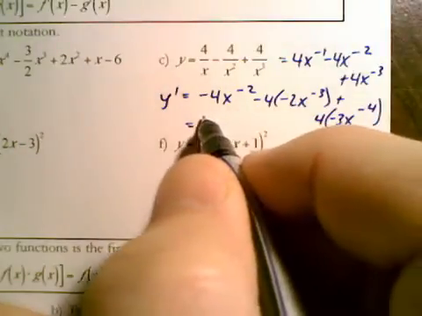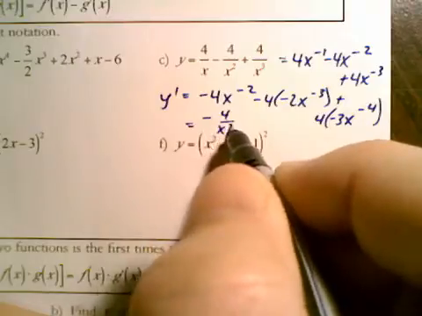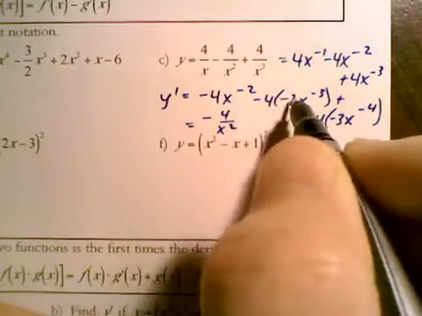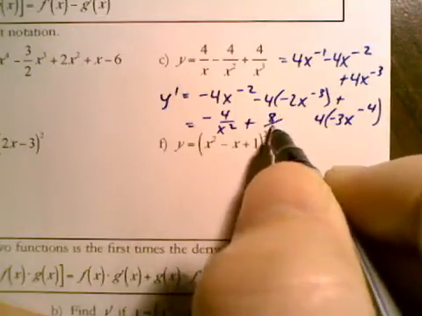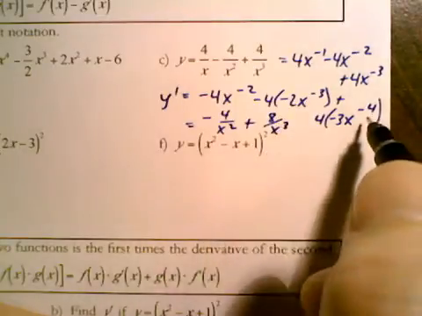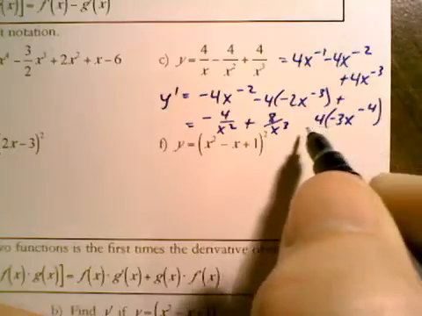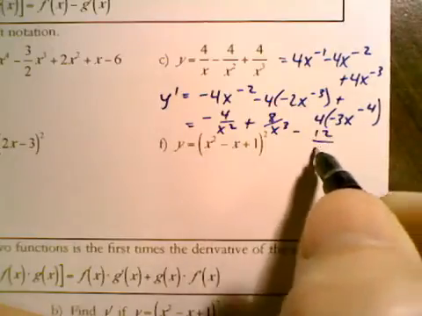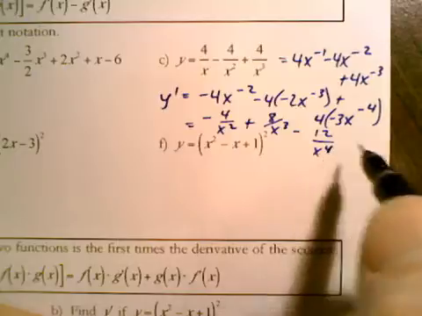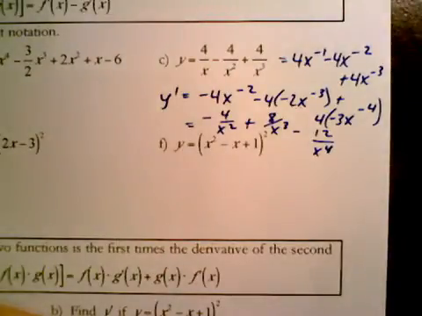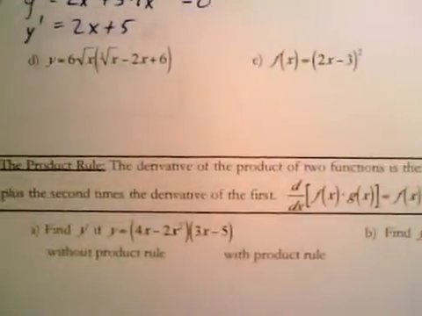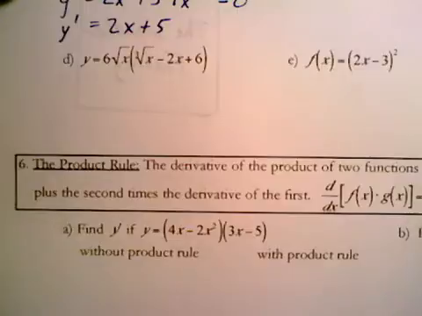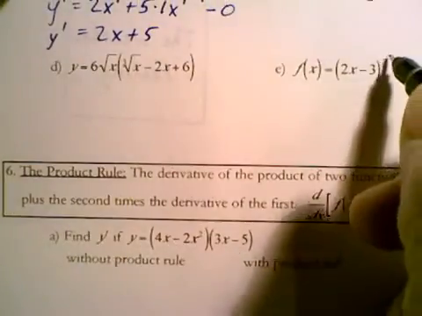Okay, let's see if we can clean that up a little bit. That would be negative 4 over x squared, minus 4 times minus 2 is plus 8 over x to the third. And then we have 4 times negative 3, which is negative 12 over x to the fourth. That's kind of a pain, as I said. Well, there's not a lot of room for this D over here, so I'm going to just spare you, not make you do that one.